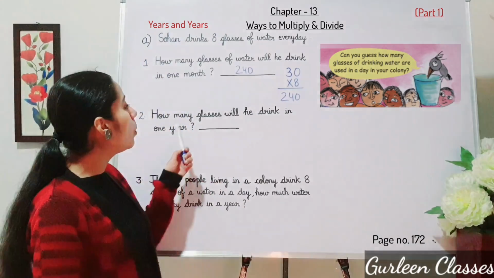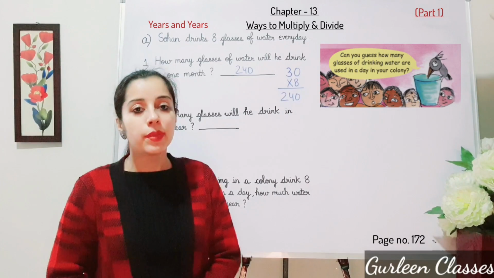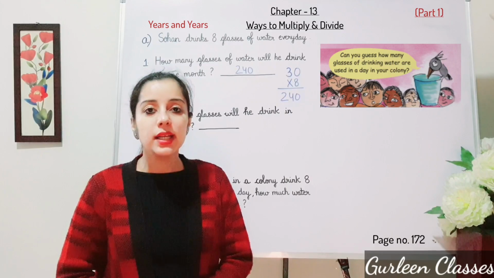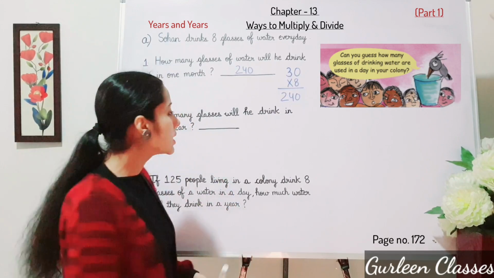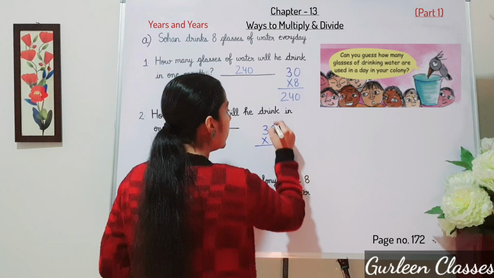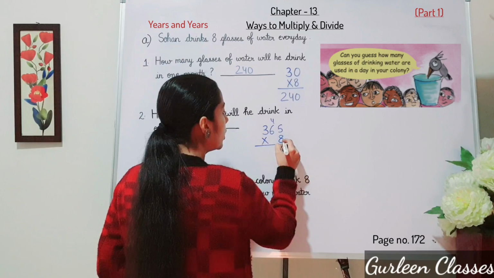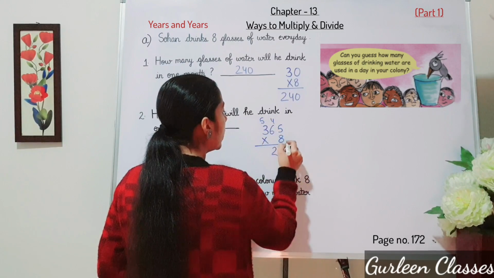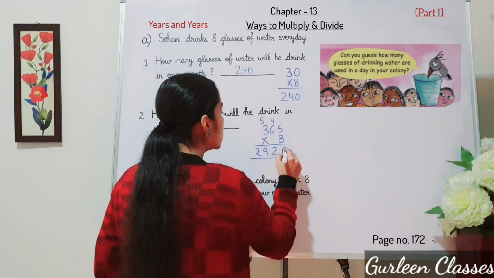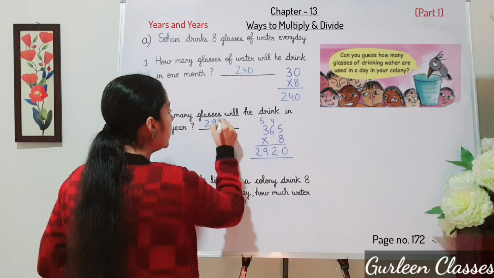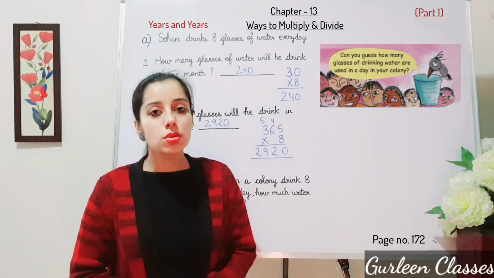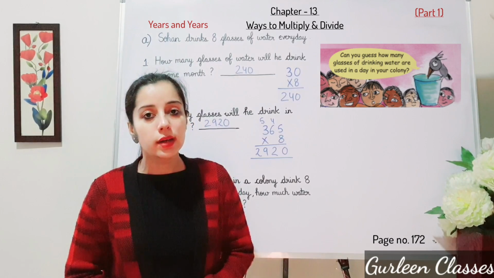Second question, how many glasses will he drink in 1 year? We know that 1 year is equal to 365 days. So we will multiply 365 into 8. Let us multiply here 365 into 8. 5 8s are 40. 6 8s are 48 plus 4, 52. 8 3s are 24 plus 5, that is 29. So write here 2,920. So Sohan drinks 2,920 glasses of water in 1 year.